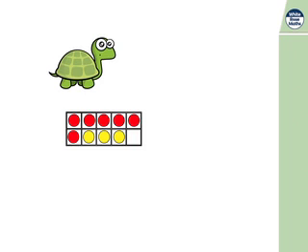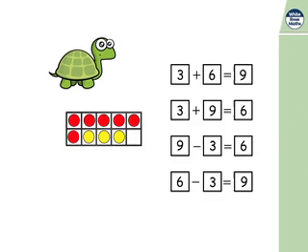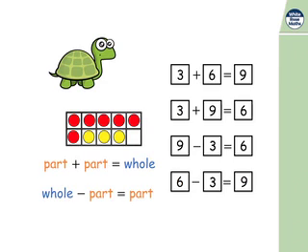Brilliant, Tiny! You've gone and got yourself a 10 frame and some counters, and you've created a fact family. Pause the video here. Can we check Tiny's fact family? Okay, first of all, we know that part plus a part is equal to a whole, and a whole subtract a part is equal to a part. So in our example, we have 6 red counters and 3 yellow counters, which is equal to 9 counters. And that's exactly what Tiny has got.